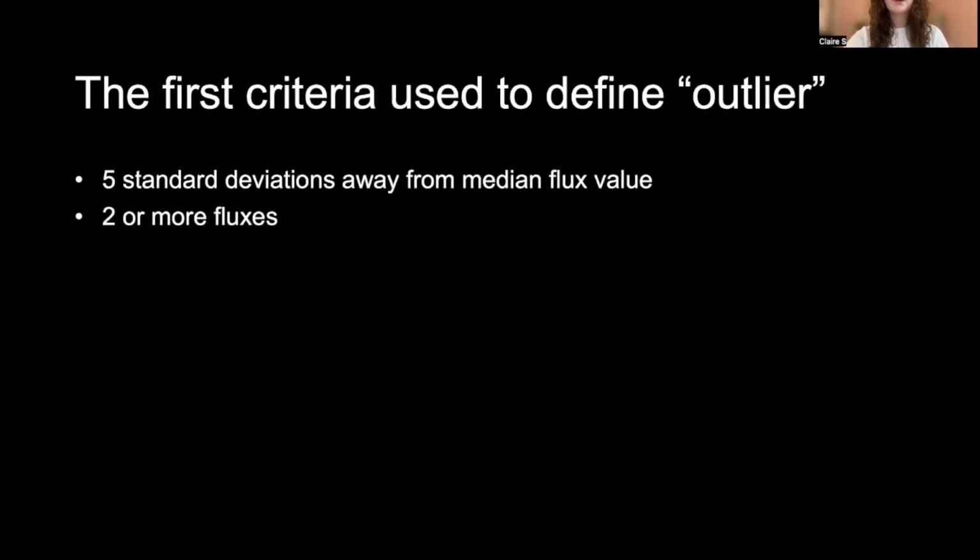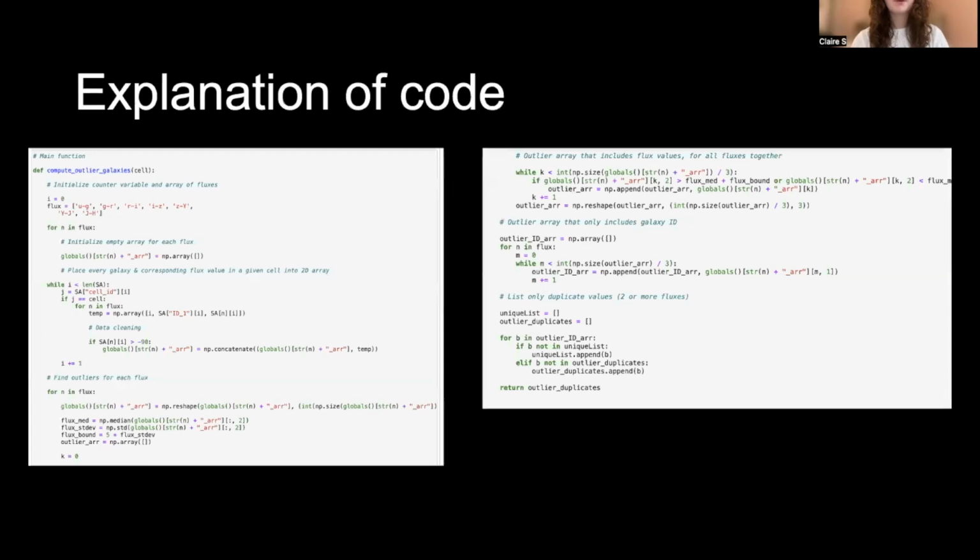The first criterion I used to define an outlier SED was that it must have at least 2 flux values that were more than 5 standard deviations away from the median flux value in that cell. I say that it is the first criterion because it may need to be refined or changed upon further research. The specific code I wrote is mainly a function that takes an input of a specific cell in the dataset, so a value between 1 and 100.